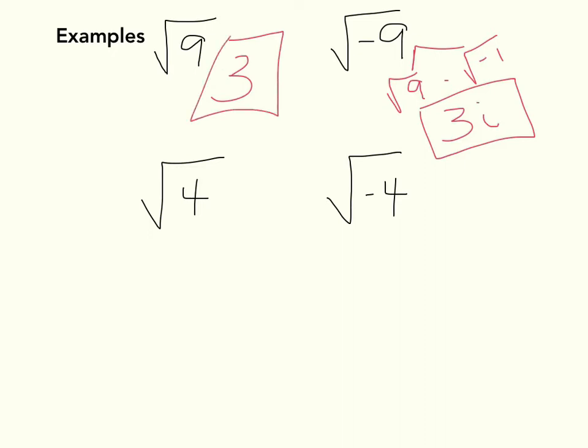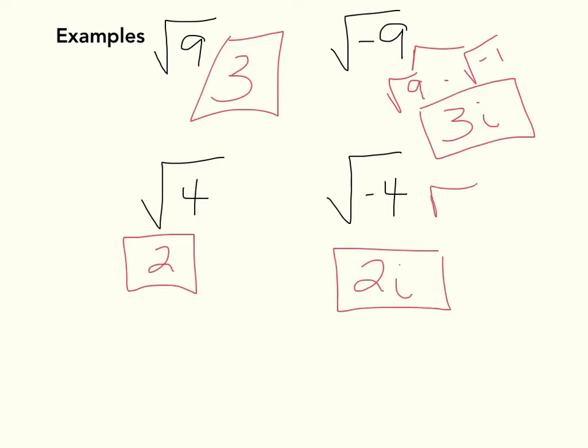Right, so the square root of 4 we know is 2. The square root of -4 would be 2i. Which again, you would split it into the square root of 4 times the square root of -1. This is 2. Square root of -1, like we're just learning, is i.